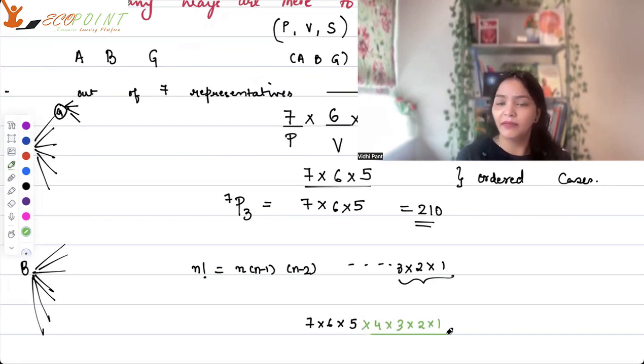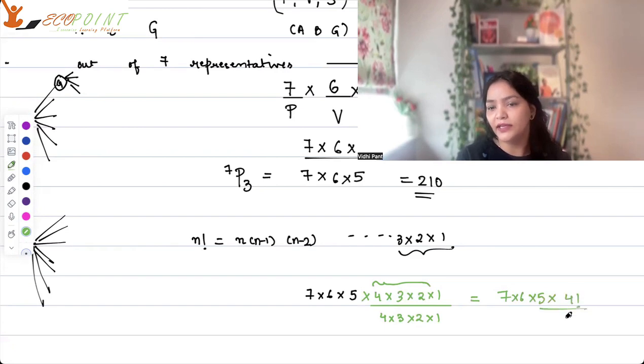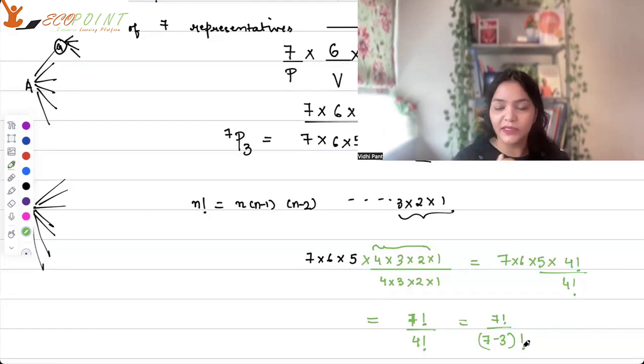Now if I'm multiplying by something, so I also have to divide by that, right? अच्छा, अब मुझे बताइए कि यहाँ पर 4 into 3 into 2 into 1 जो है, इसको कैसे रिलेट करोगे 7 से? इसको सोचिएगा. तो यहाँ what you will notice is कि आपने बेसिकली 7 into 6 into 5 into 4 factorial कर दिया and divided by 4 factorial, which makes your numerator 7 factorial divided by 4 factorial. अब 7 और 4 का क्या रिलेशन है? 7 और 4 का रिलेशन है कि if I subtract 3 from 7, I'm gonna get 4. So 4 is basically equal to 7 minus 3.